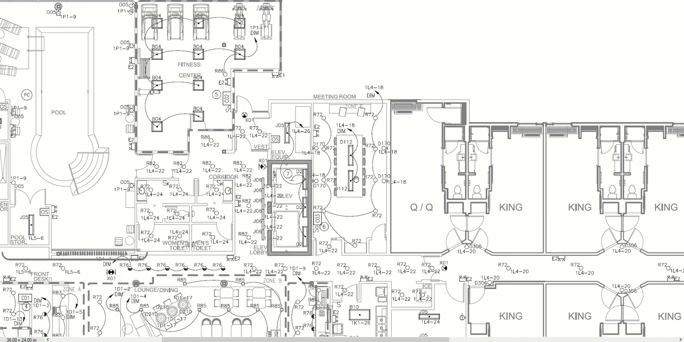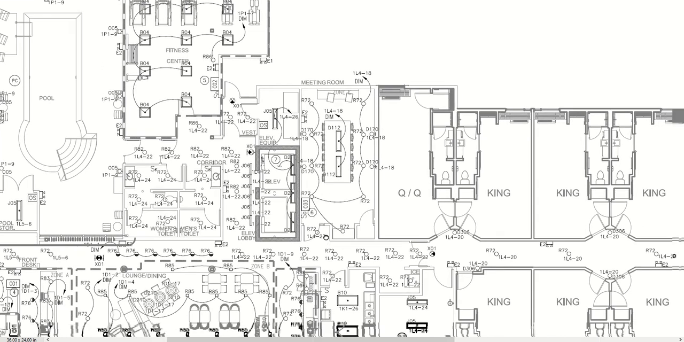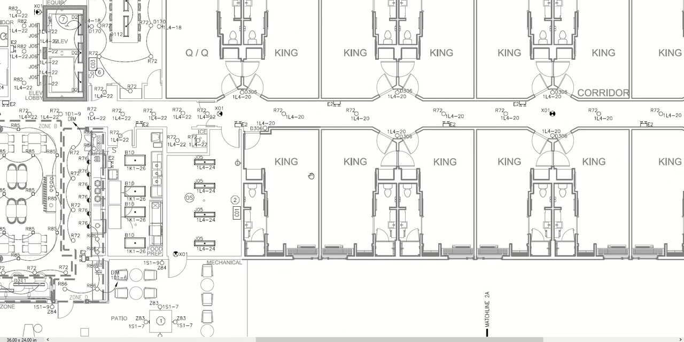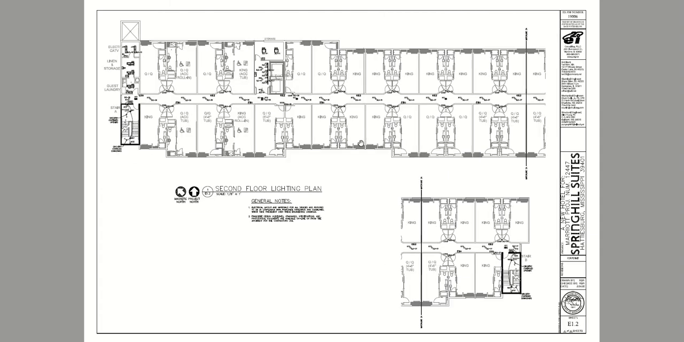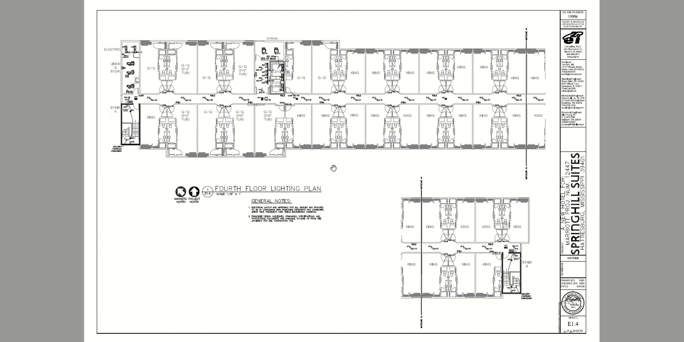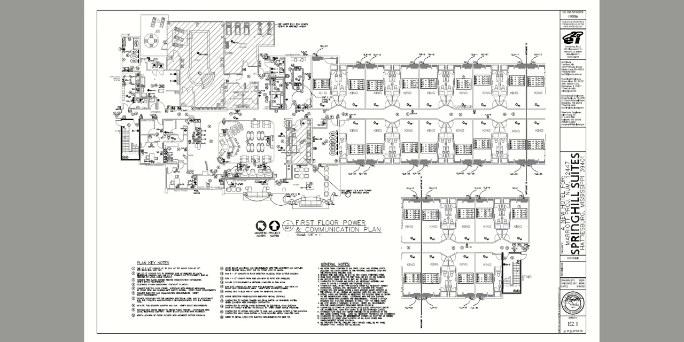Other times to show how things are switched, we'll show those circuit lines on the lighting plans. But from a power standpoint, that's really all we want to look at on these sheets. So you can see there's multiple floors in this hotel, and we'll thumb through these, just knowing that the circuiting is shown from a power standpoint, but that's all we're looking at from power.